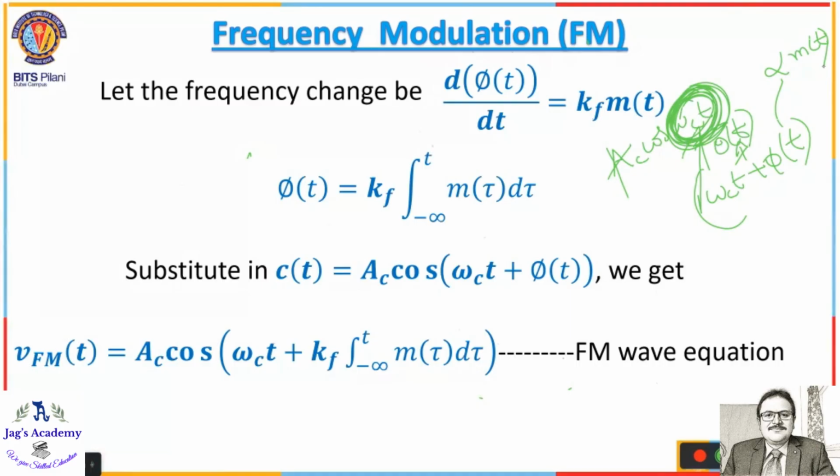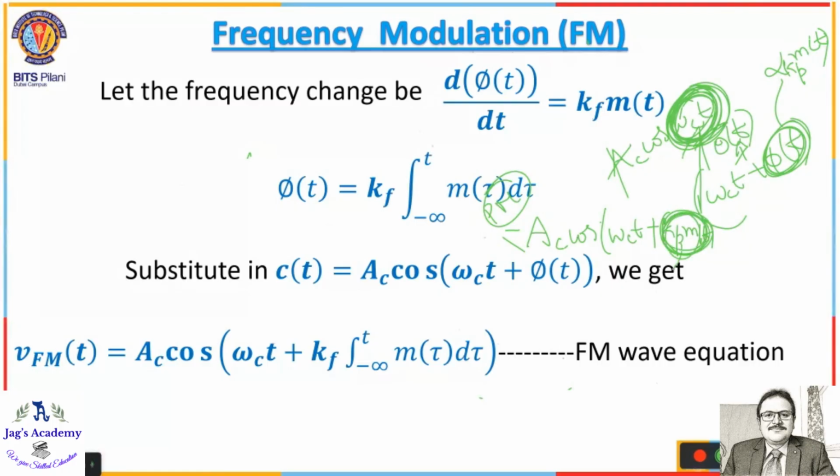Now I can write the same equation: Ac cos of omega ct plus phi of t, and I said phi of t is proportional to m of t. I will just write kp into m of t. I'll put it in the phase shift form only. That means I am writing it as kp into m of t, the message signal. This equation is called the equation of a phase modulated wave, because I am just putting it as it is. I did not convert it into frequency.